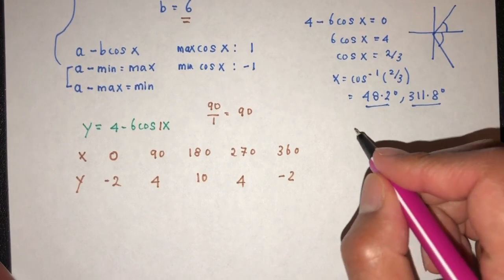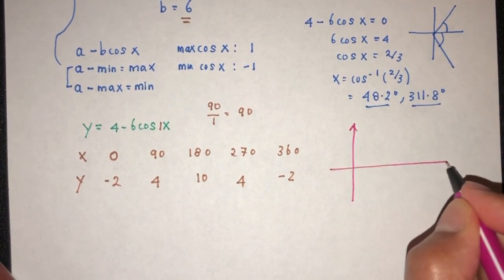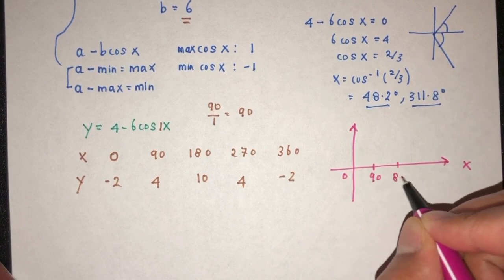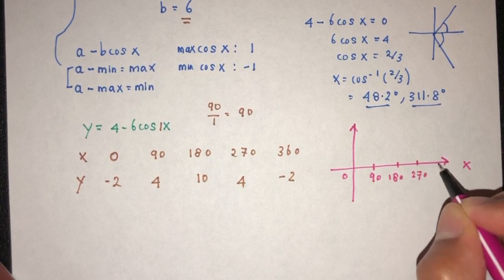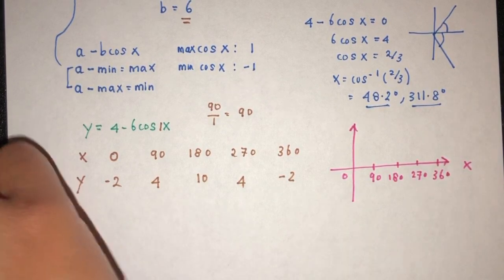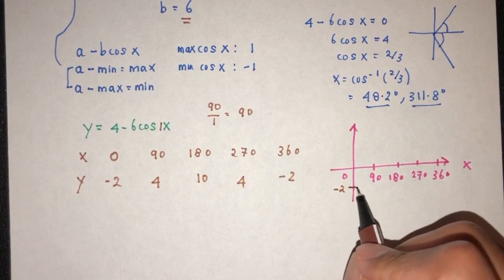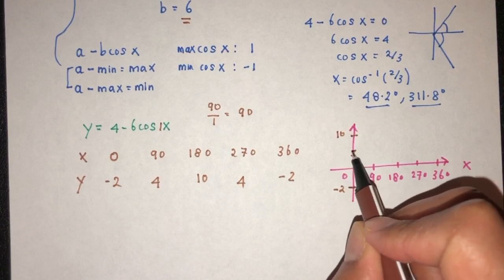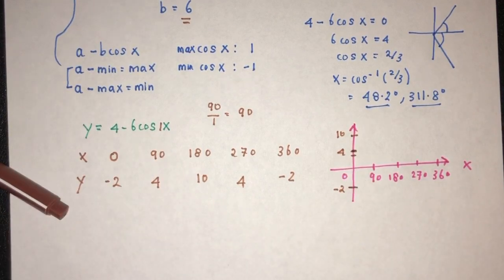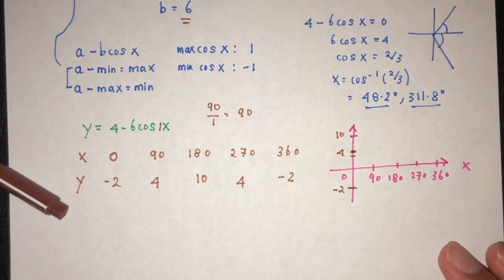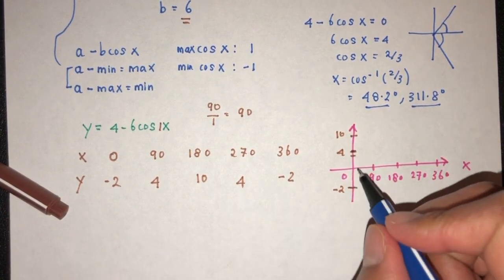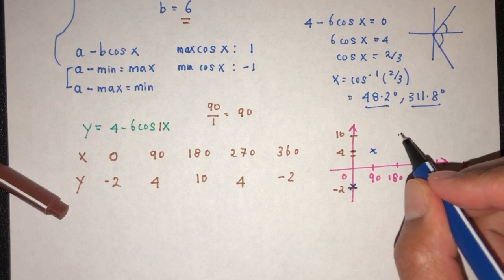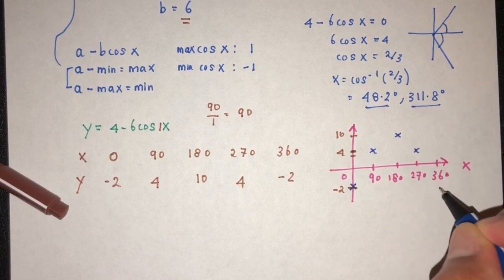For example, that will be the y values and your x values: 0, 90, 180, 270, and 360. That will be -2 over here, and here we have the value of 10. And let's say 4 is somewhere over here. So it is only a sketch, it doesn't need to be exact. We just need to have the shape of the curve. So 0 gives -2 right here, 90 should be somewhere over here, then we have here. And finally, we have this over here.